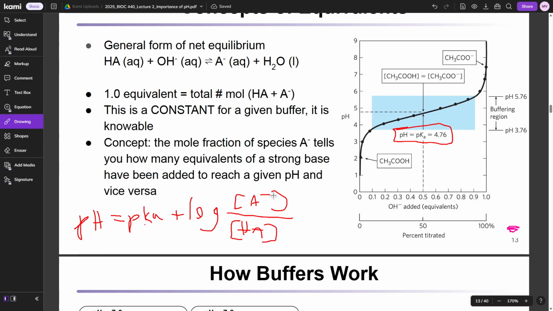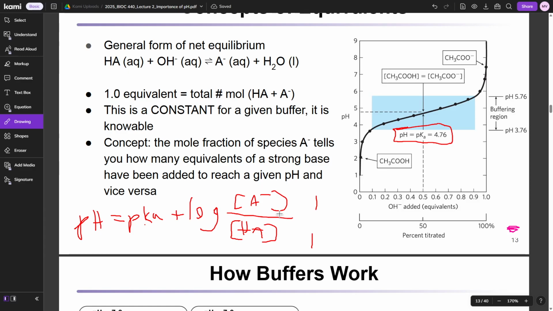For example, if the amount of base is 1 mole and the amount of acid is 1 mole, 1 divided by 1 is 1, and the log of 1 is 0. By that logic, pH has to be equal to pKa. So in order for the midpoint to be true, there must be equivalent amounts of the acid and the base. That makes sense, right? Cool.